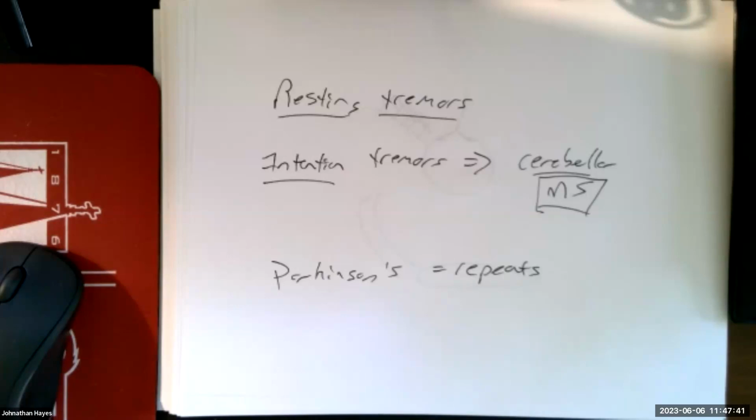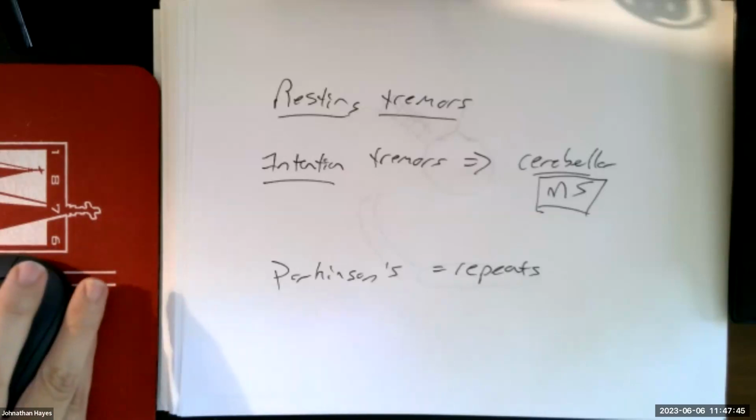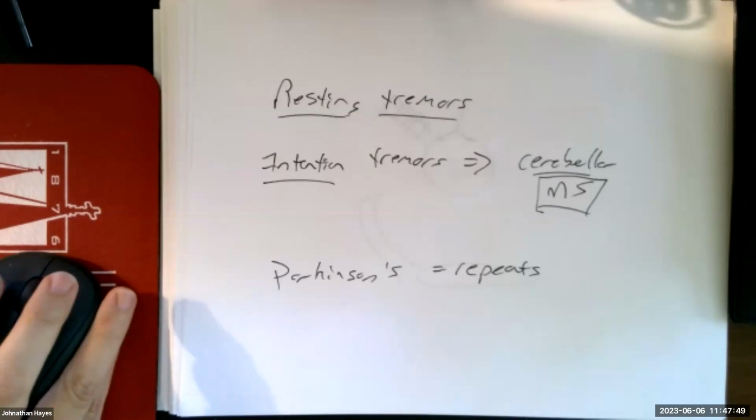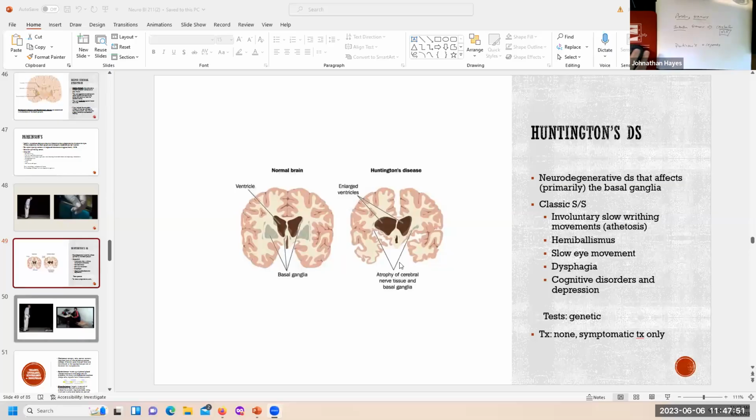With Huntington's disease, you still have resting tremors, but they are going to be, so here's another screen. Sorry, I was pointing at the basal ganglia, and I forgot to share my screen with you again. I promise I'll get good at this by the time we get to the end of the semester.